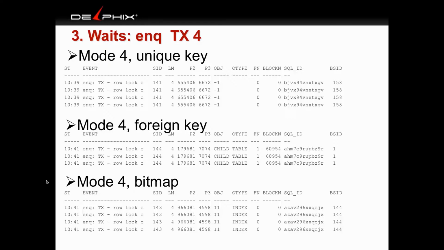In the last case, bitmap. Bitmaps cover ranges of row IDs. So I can change one row, you can change a different row, and we still collide on a lock. In this case, it's a share lock. One thing unique about it is that the objects are indexes. If we see an index, odds are it's a bitmap index, and that's the problem.